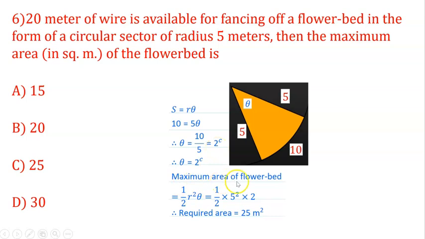The maximum area of the flower bed is equal to 1 upon 2, meaning the area of the sector, 1 upon 2 r square into theta. That is 1 upon 2, radius is 5 square, theta is 2. And after simplification, you will get the required area, that's 25 meter square. And hence option C is correct here.